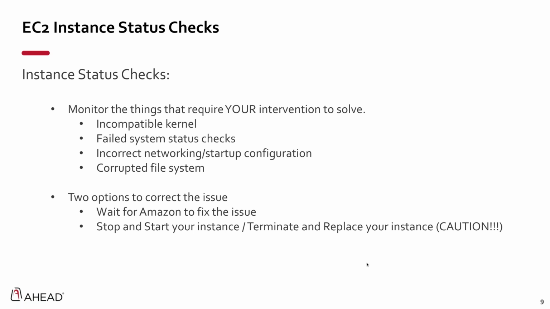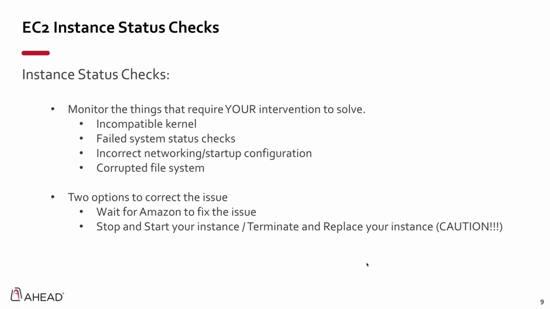What I actually have wrong here on this slide, and I'll fix it in post, is that the option to correct this issue is not to wait for AWS, because they're not going to help you here. This is your problem. You've got to get out there and fix it, unfortunately. So while waiting for Amazon to fix the issue might help for a system status check, it's not going to help for an instance status check error.